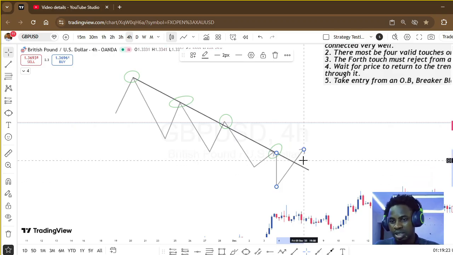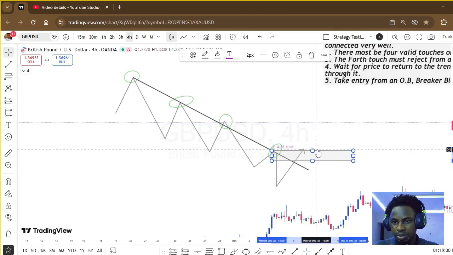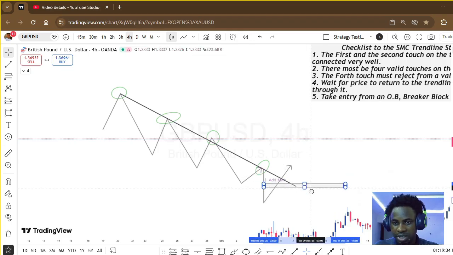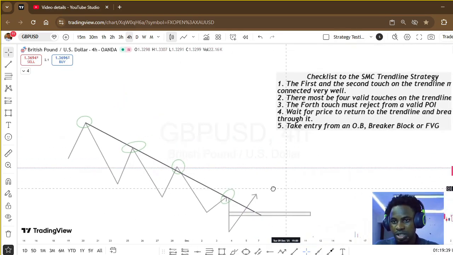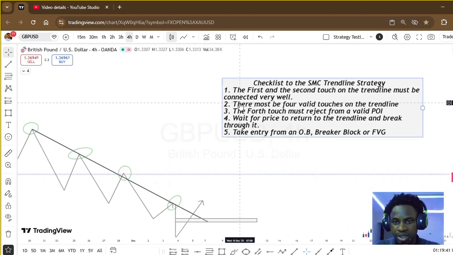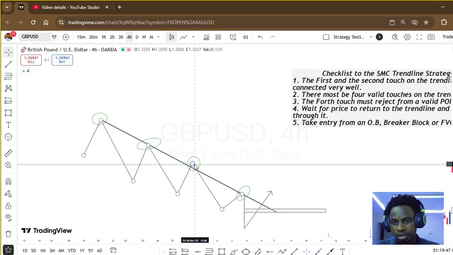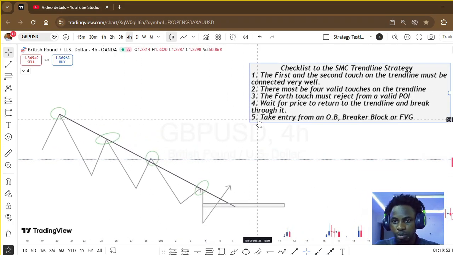But when price is breaking outside of it, price might leave a zone where we might be interested in getting in, which I will explain in further detail. Price might leave a zone around here, sometimes around here. So it's going to be like a break and a retest. Which takes us to the second point: there must be four valid touches on the trend line, which is 1, 2, 3, 4. We already talked about 1, 2, 3, 4. Then the third point is the fourth touch must be tapped into a valid POI.